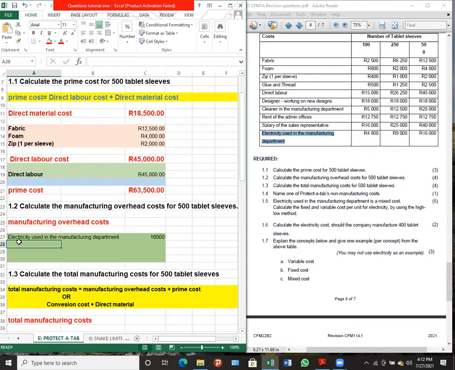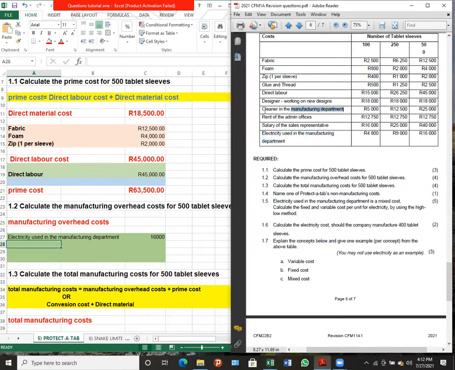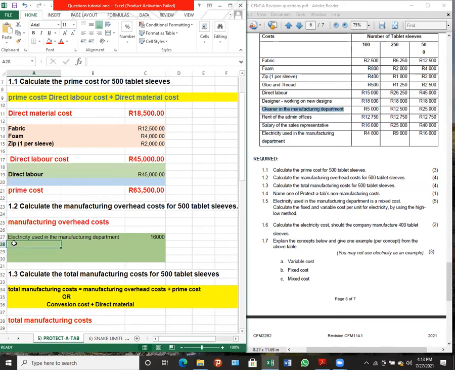Remember, we are in second year, and this is just an introduction. We have not yet started with your work. This is your work from first year. Cleaner in the manufacturing department. Correct. Thank you, my sister.